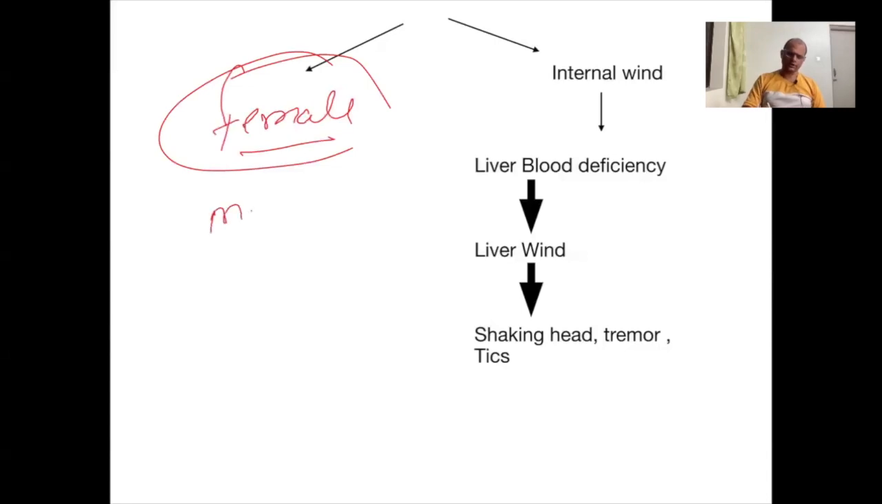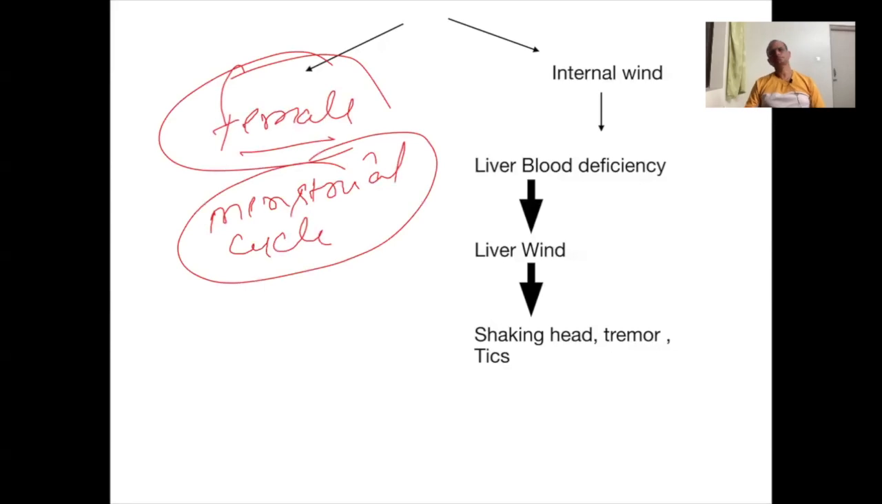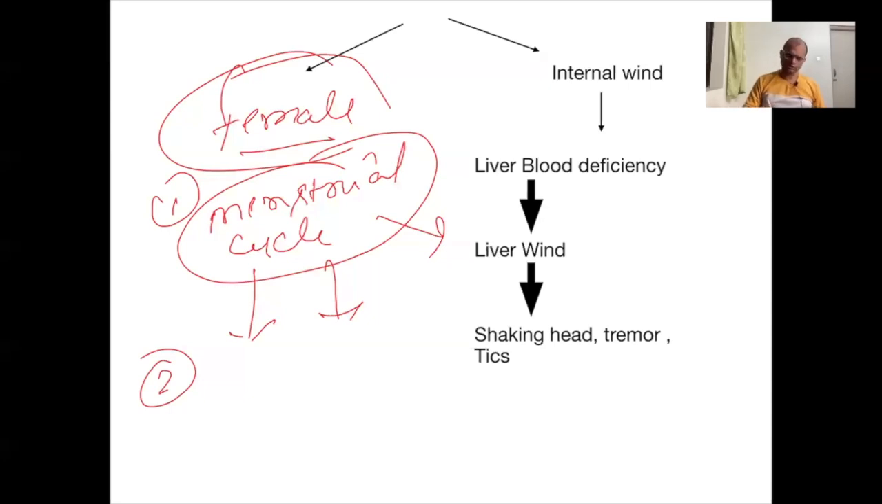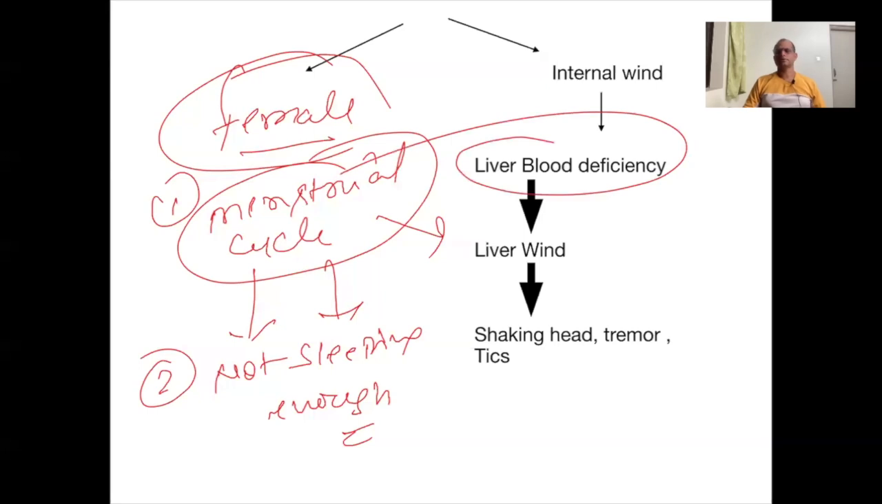Female is having menstrual period every month. Female को हर महीने menstrual cycle होती है. They are losing the blood every month. So females are losing lots of blood every month. This is cause number 1. Cause number 2, they are not taking good food, nourishing food, or they are also not sleeping enough. So anyway, if they are suffering with liver blood deficiency?